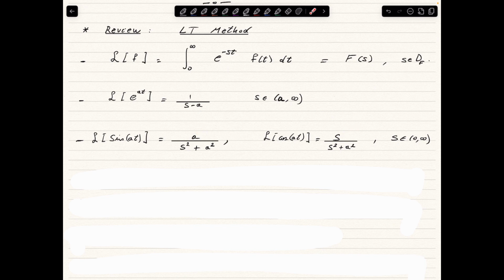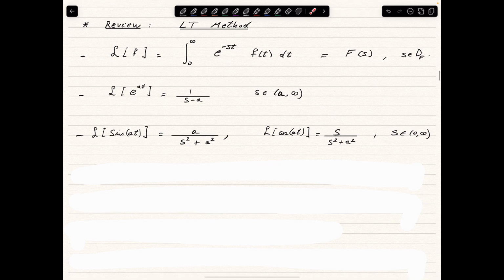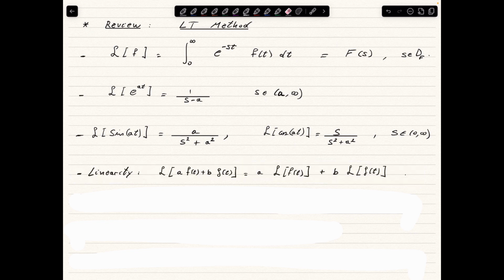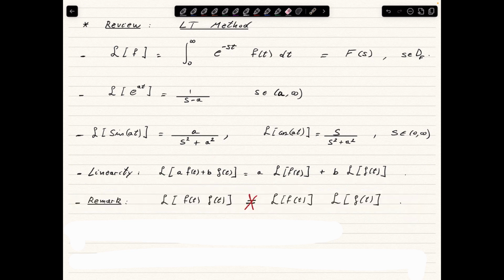To use the Laplace transform to solve differential equations, we are going to use its properties. One important property is linearity. Linearity says that the Laplace transform of a linear combination of two functions, when a and b are constants, is the linear combination of the individual Laplace transforms. We remark that there is no analogous property for the product. If you compute the Laplace transform of a product of two functions, it is not the product of the Laplace transforms.